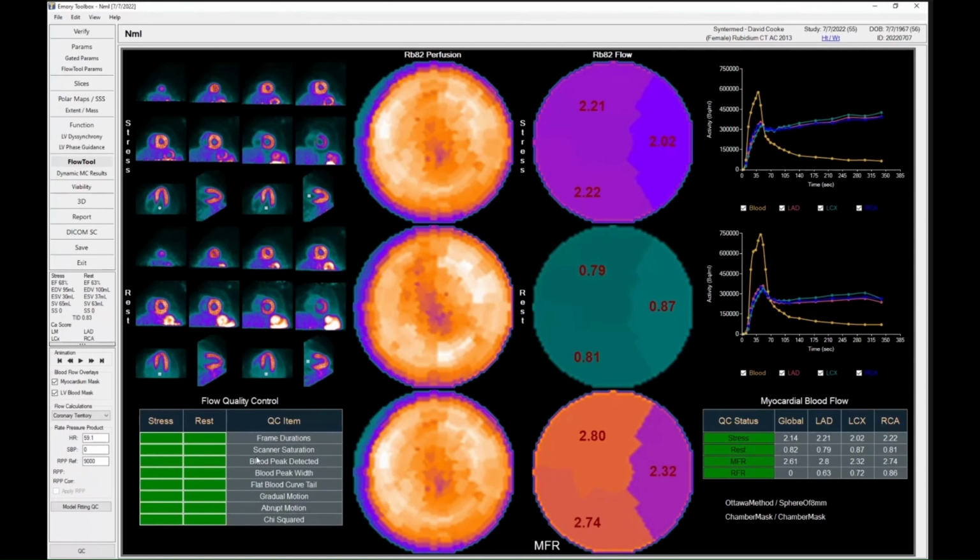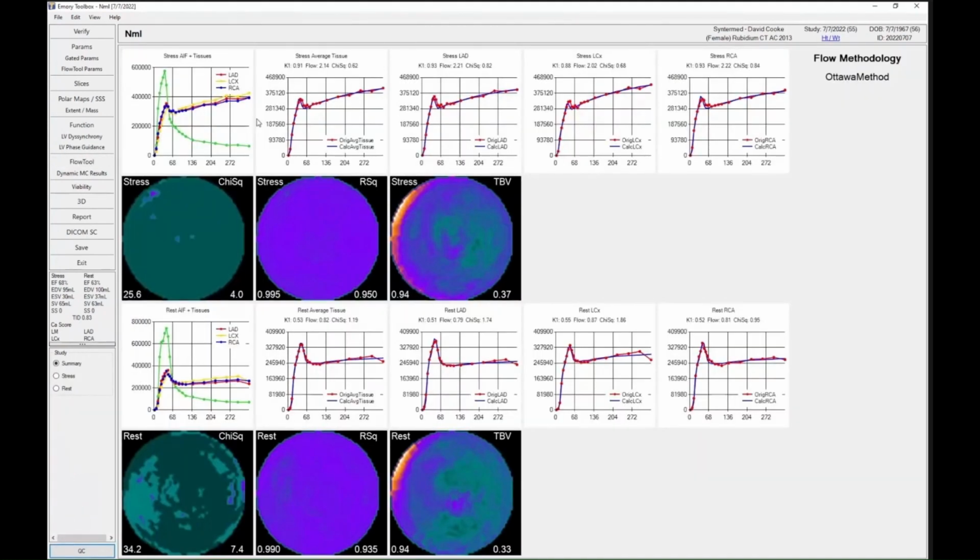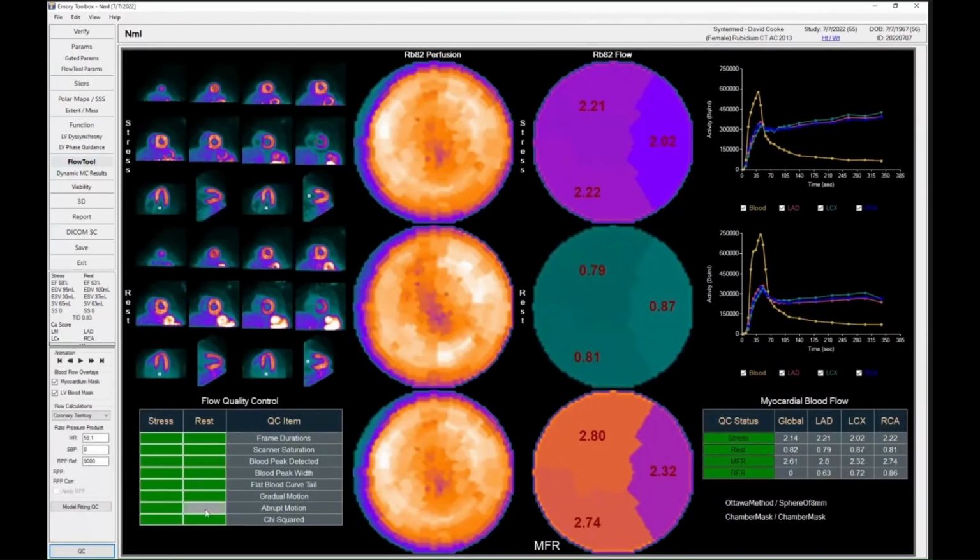So looking at, was there possibly scanner saturation, or did we miss the blood peak? Or is the blood peak width wider than we expect? Is there a flat curve at the end that would indicate there may or may not have been motion? Is there gradual or abrupt motion? How was the fitting? From all of these curves, we actually are fitting points, and did that fit happen well so that we know that the numbers that we're getting we can trust. And so again, that's all from this table here at the bottom.